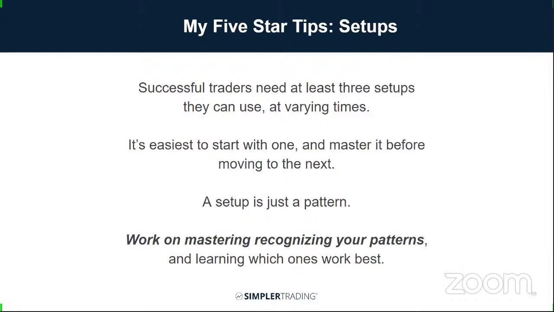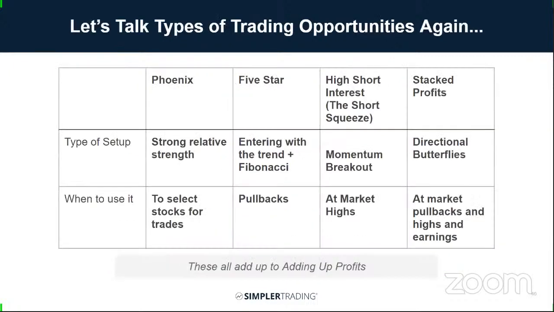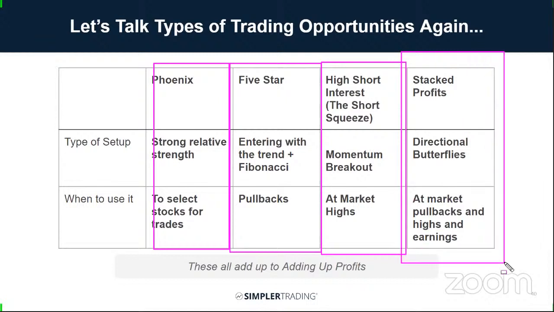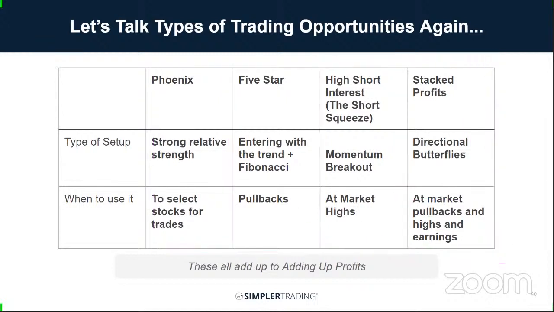That's just so critical. For me, here are my primary patterns. I use the Phoenix, which is going to be identifying relative strength stocks. I use the 5-star pattern, which is the one that I'm talking about today, primarily, confluence of patterns. I love high short interest or the short squeeze. I especially love the short squeeze when it overlaps with a relative strength ticker or a trend. And I also love trading directional butterflies.